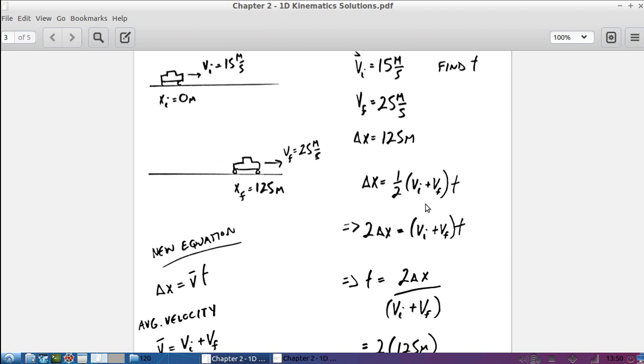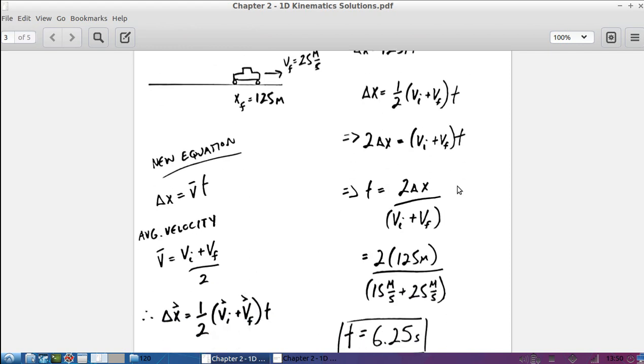Get rid of this 1/2, multiply both sides by 2, right? Multiply both sides by 2. Now I've got a 2 over here. There's nothing over here because they cancel out. Now I've got 2 delta x is the sum of the initial and final velocity. That's its own term. It's in parentheses times time.